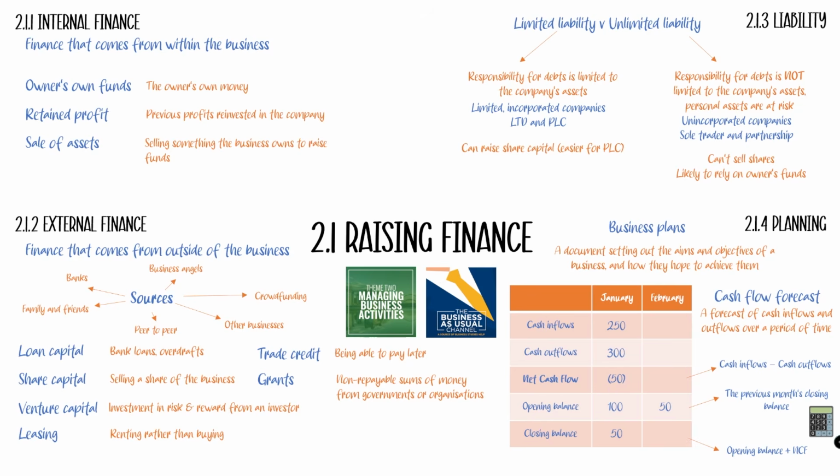And then let's do the same figures again. So we have a 400 cash inflow. We have a 300 cash outflow. So in this month, our cash flow is better. Our cash flow would be 100. If our opening balance was 50 and we've got a net cash flow of 100, 50 plus 100 is 150. So that covers our cash flow forecast.